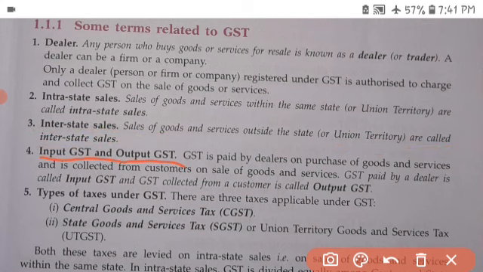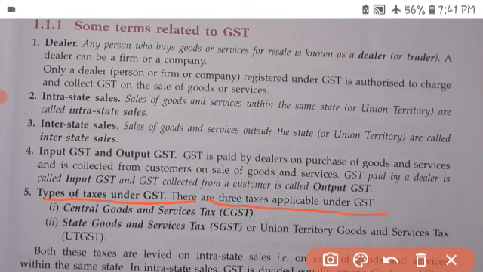Input GST and output GST. GST is paid by the dealer on purchase of goods and services and is collected from the customer on sale of goods and services. GST paid by a dealer is called input GST and GST collected from a customer is called output GST.